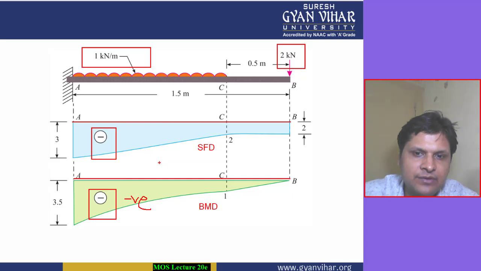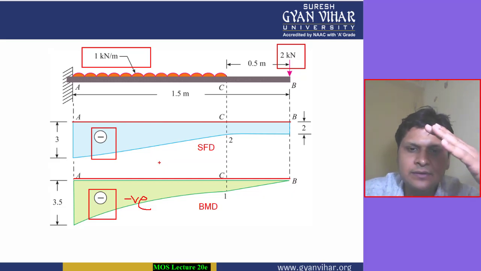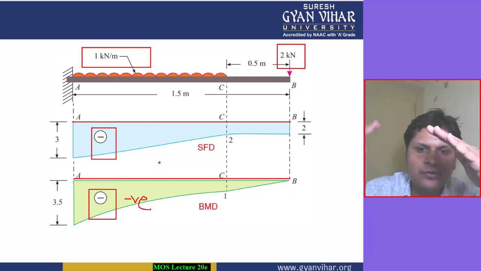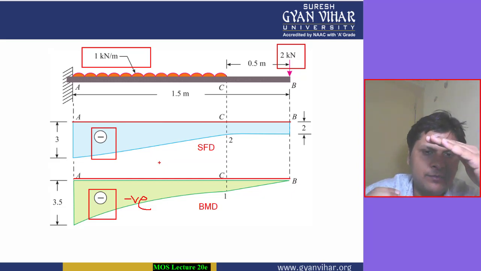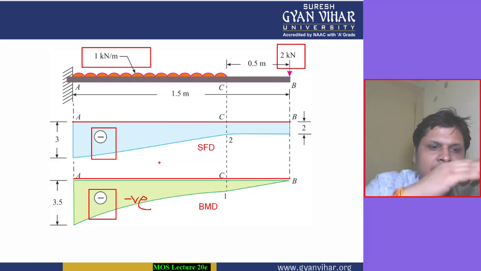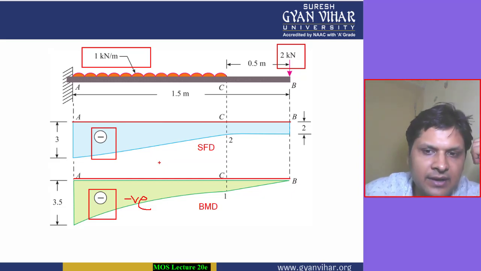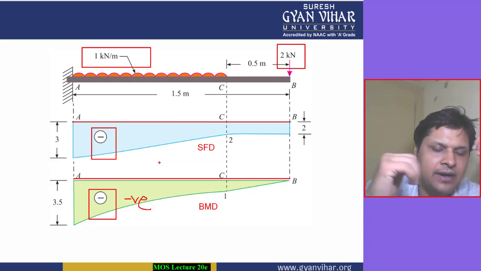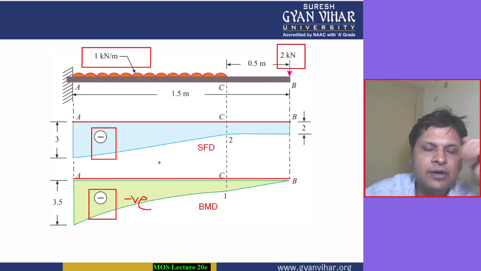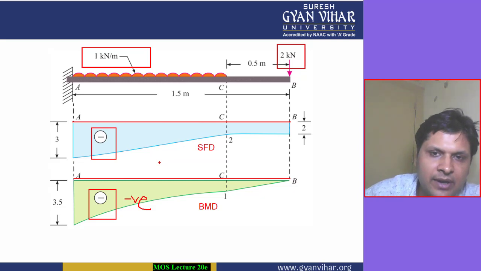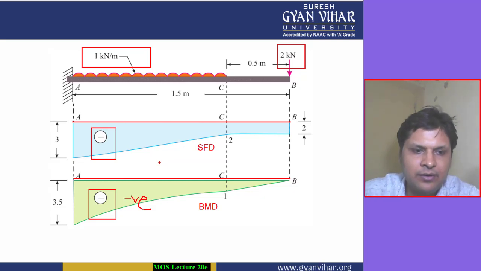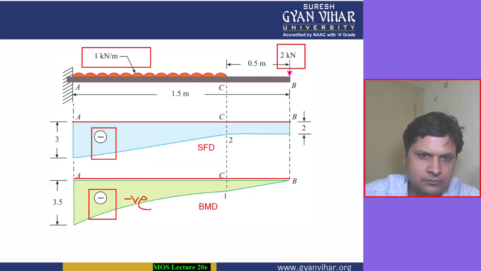And the second important thing which I have told you: if there is an inclined line in the shear force diagram, always use a parabolic curve in the bending moment diagram. If there is a horizontal line in the shear force diagram, then you will have to use an inclined line to show the values in the bending moment diagram. This is important. Always keep it in mind.